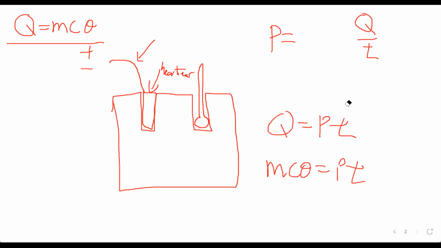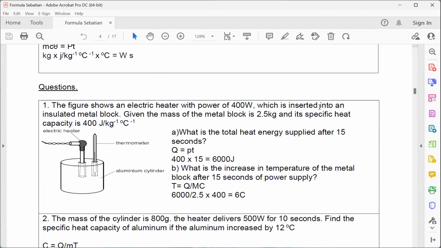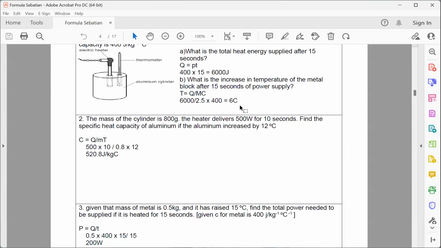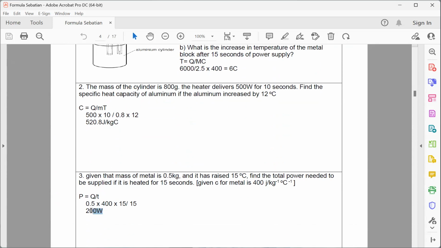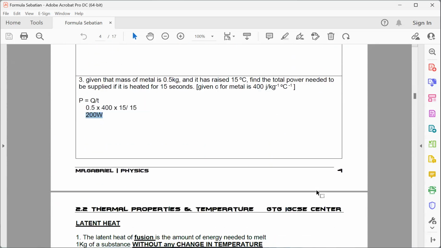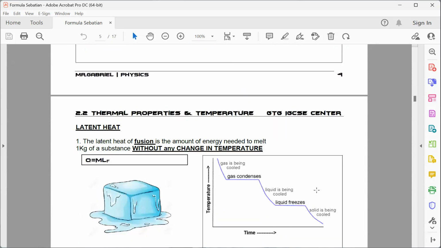Okay, the same answer is relatively straightforward. I don't want to waste too much time here already. Anyways, this is supposed to be your answers: 6,000 joules, 6 degrees Celsius, 521 joules per kg degree Celsius, and 200 watts. For those who are watching the video, just replay the one.